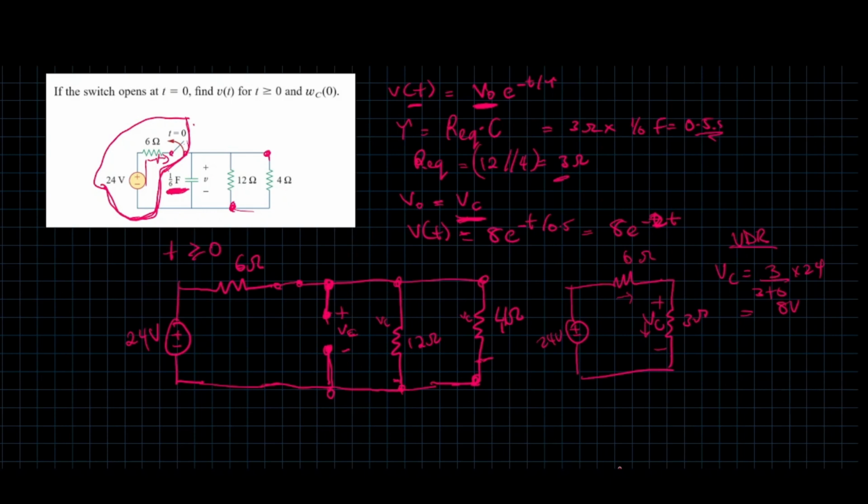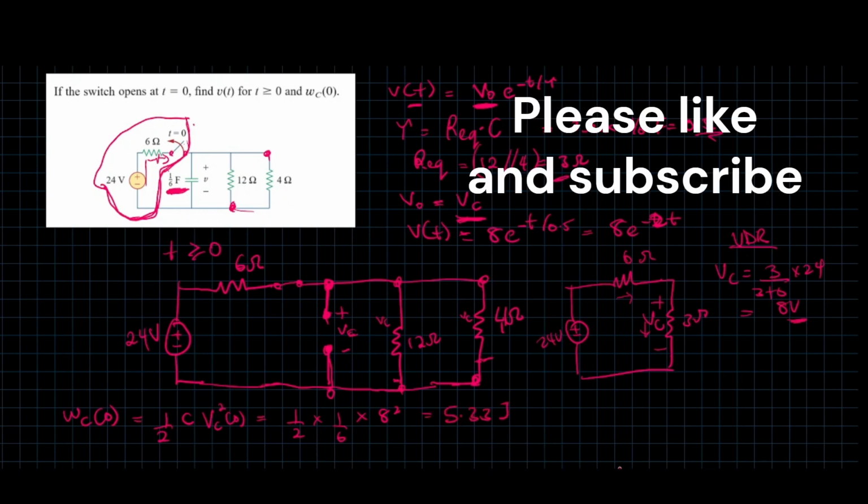Find WC of 0, that is the initial energy stored in the capacitor. It's simply going to be half times the capacitor times the initial voltage that the capacitor was holding after the switch was disconnected, squared. So it's half times 1 over 6 times, in this case, V which we got as 8 volts, so 8 squared. It's just going to be equal to 5.33 joules. This is actually the final answer. I hope you really understood this. Thank you for listening.